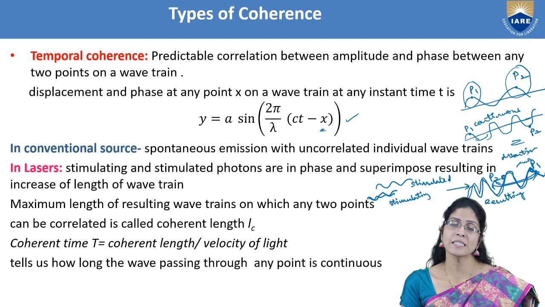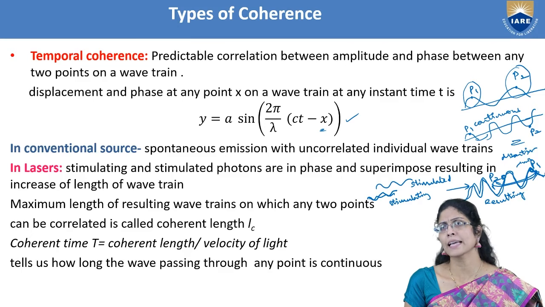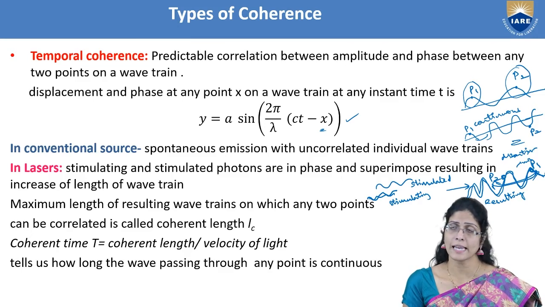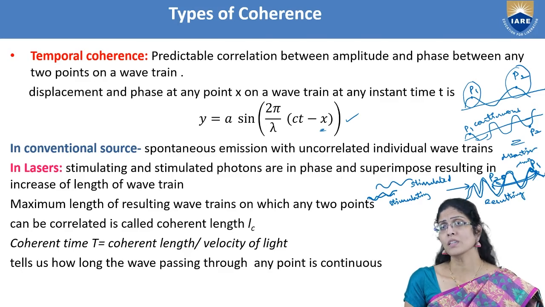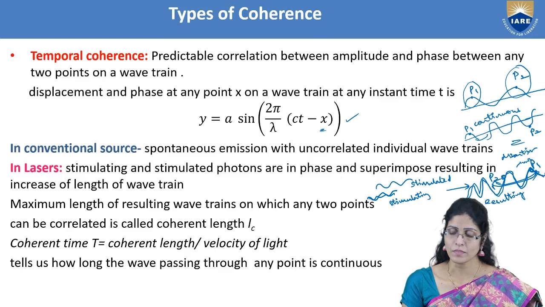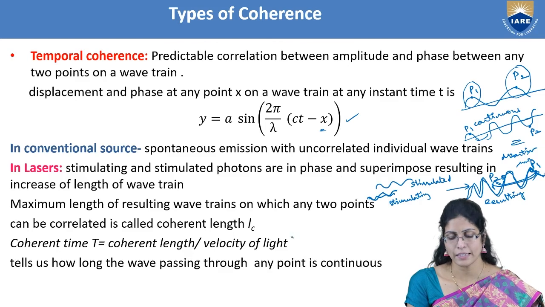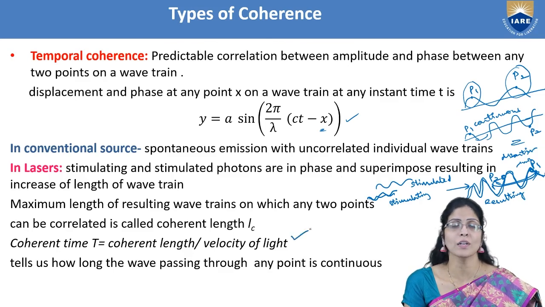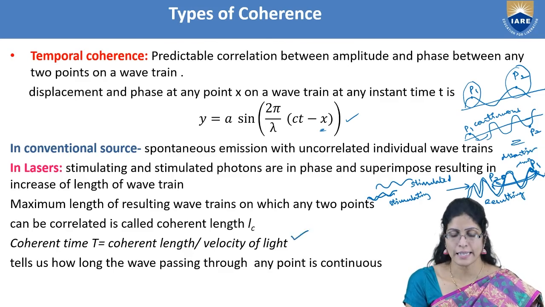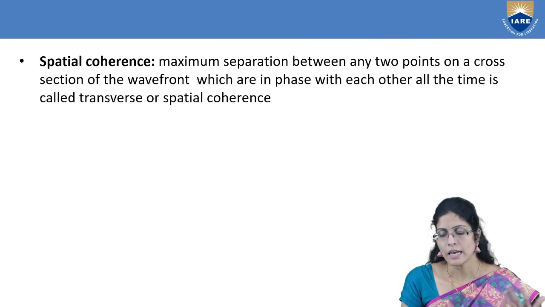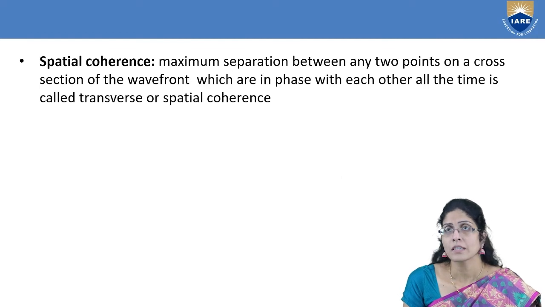The coherent time is nothing but the time which tells us how long the particle can be in phase with the wave, or else I can also say how long the wave passing through that particular point is continuous. So that is known as the coherent time. The coherent time is given as the ratio of the coherent length and the velocity of light. The coherent length is always given as LC. So that is with respect to temporal coherence.